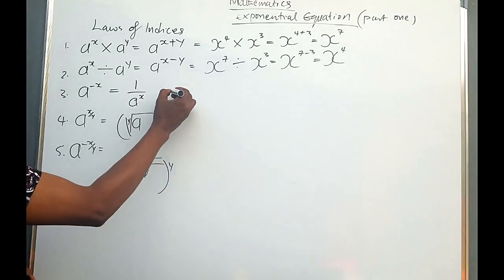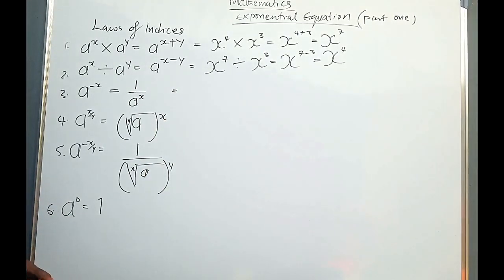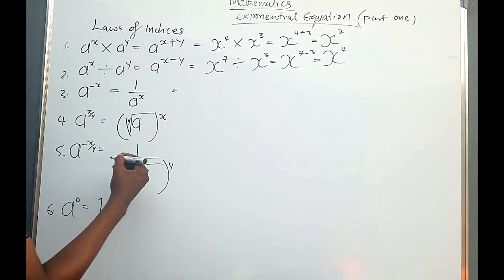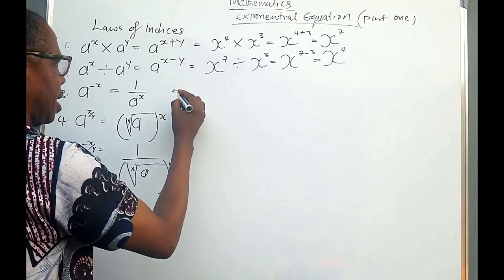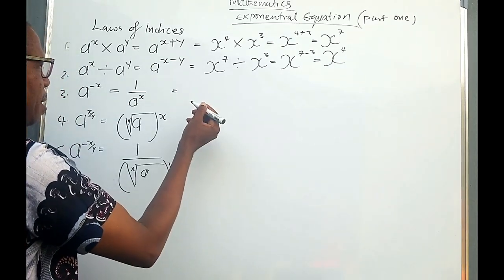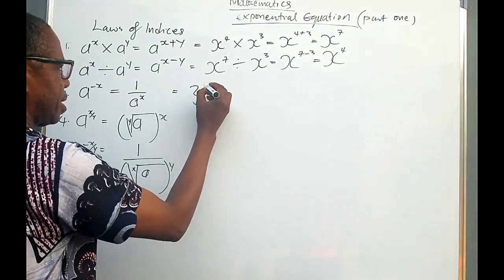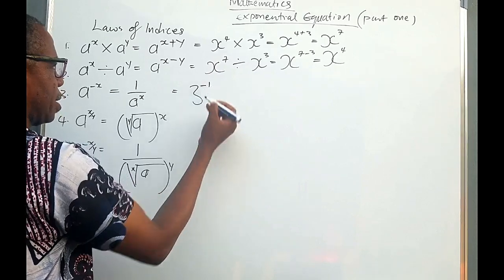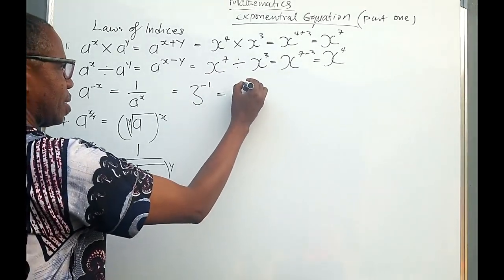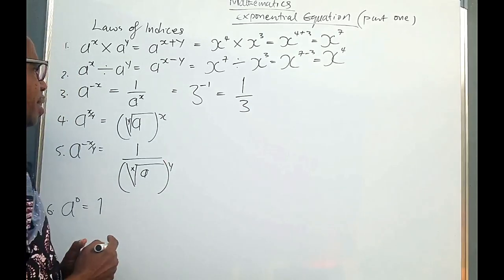And the third one is when you have a situation where you have a raised to the power minus x. Like I said, this platform is for everybody, so I'll try to use simple language that everybody can understand. A raised to the power minus x is the same as 1 over a raised to the power x. For instance, if I have 3 raised to the power minus 1, it is the same as 1 over 3.